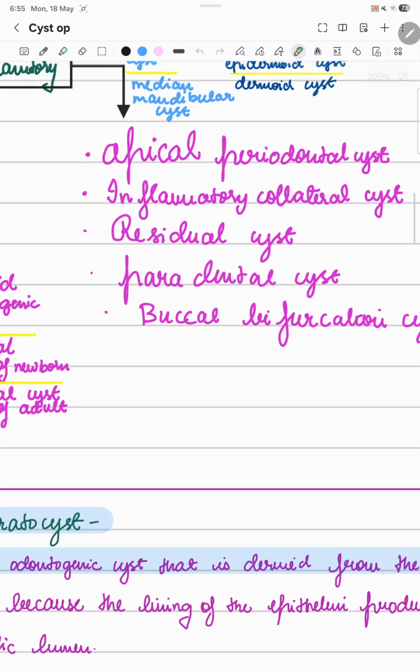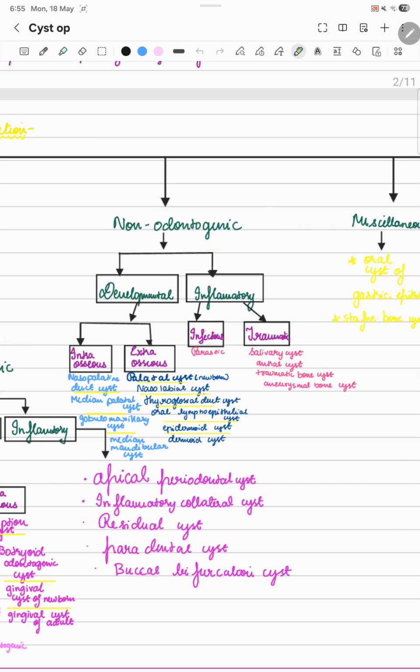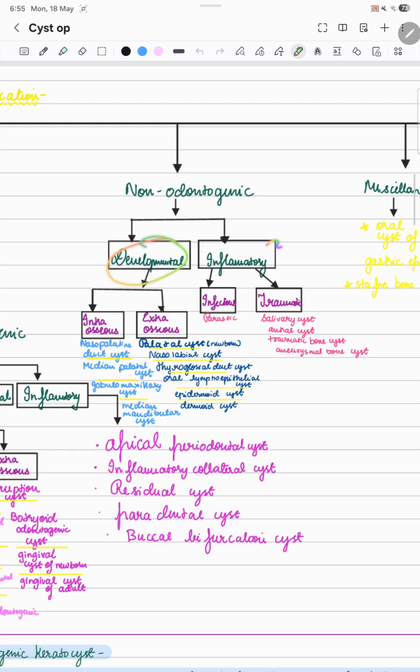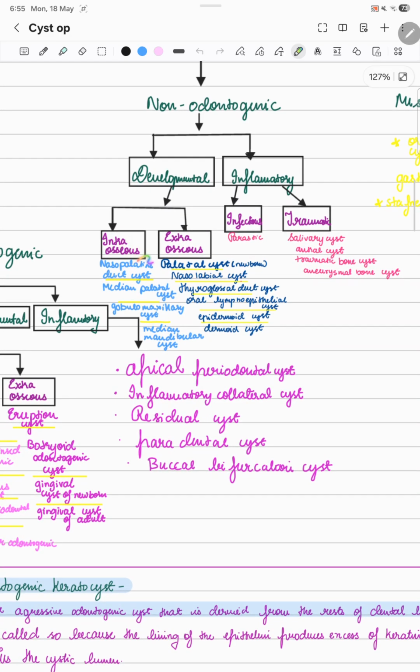Okay, now coming to the next, this is your odontogenic. Okay, now coming to non-odontogenic, you have developmental cyst and inflammatory cyst. In non-odontogenic you have developmental, you have intraosseous and extraosseous. So intraosseous cysts contains nasopalatine duct cyst, median palatal cyst, globulomaxillary cyst and median mandibular cyst.